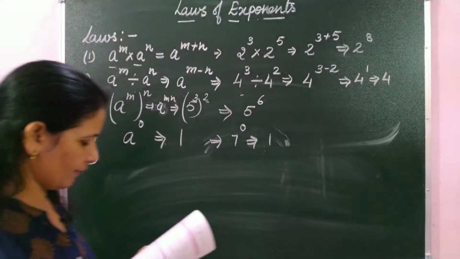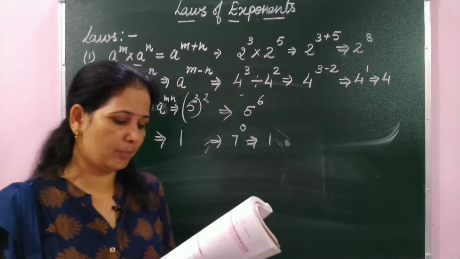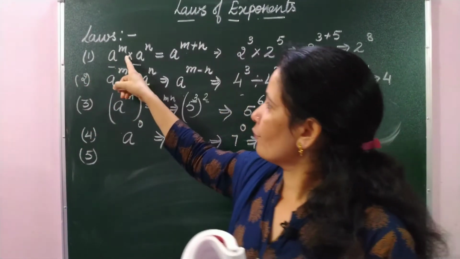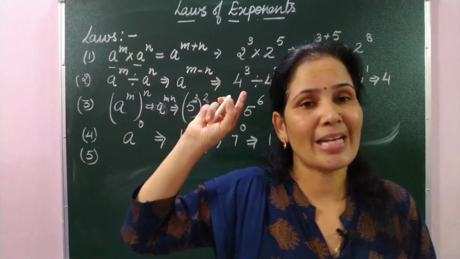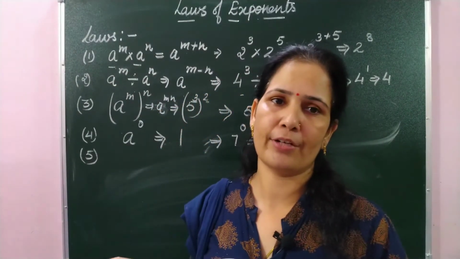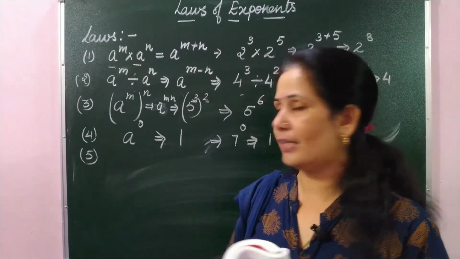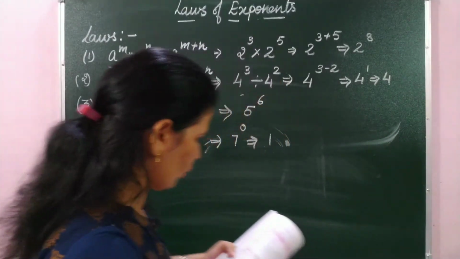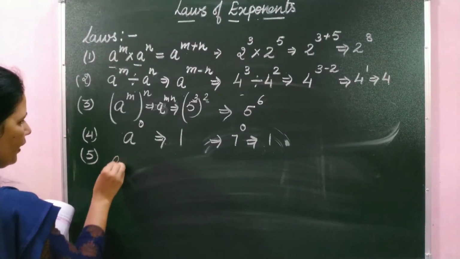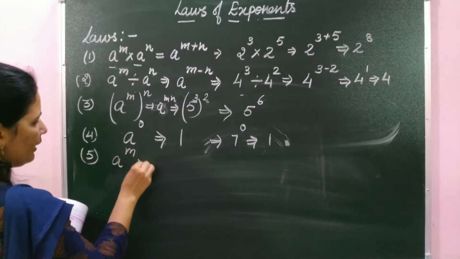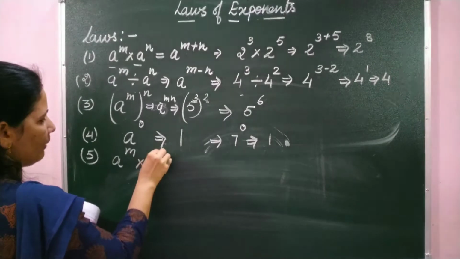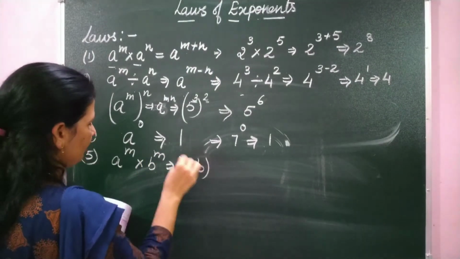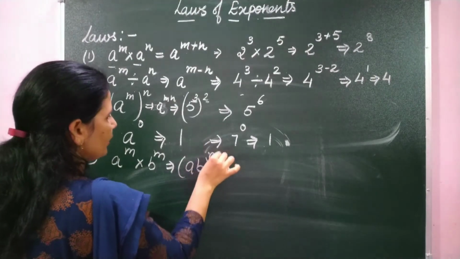In rule number 5, they have given multiplying numbers with the same exponent. Now, in the first law, what we discussed was that the bases are the same and the powers are different. But in rule number 5, the powers are the same but the bases are different. Then how to solve this one? For example, a power m multiplied by b power m. So students, here we will combine a and b, their product, and the power is the common m.